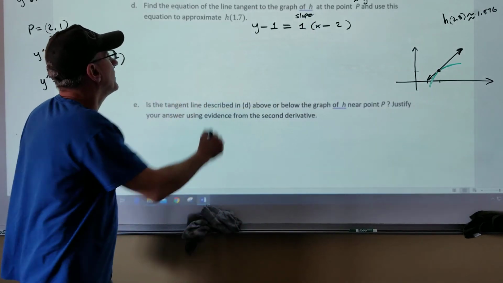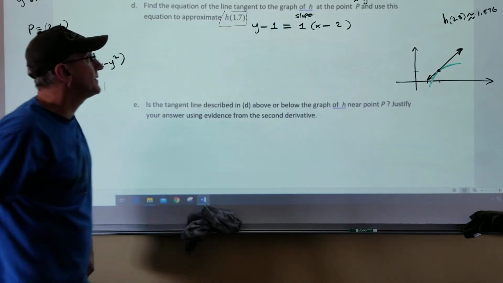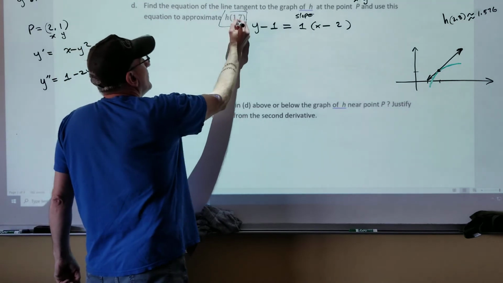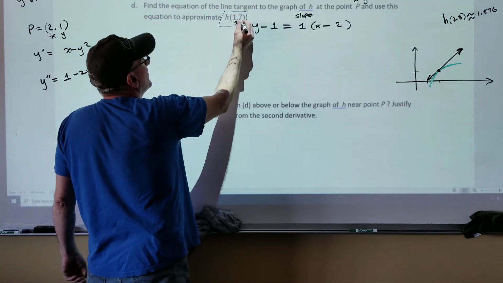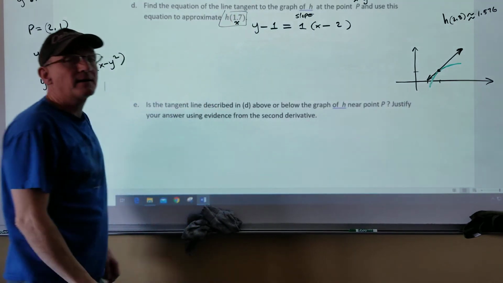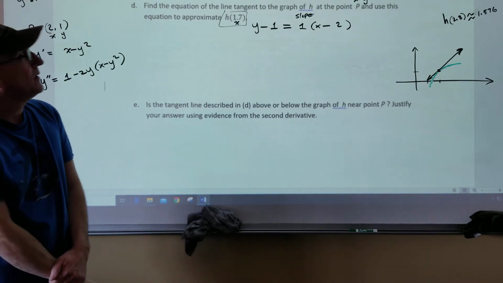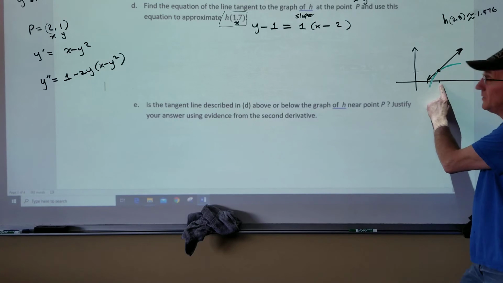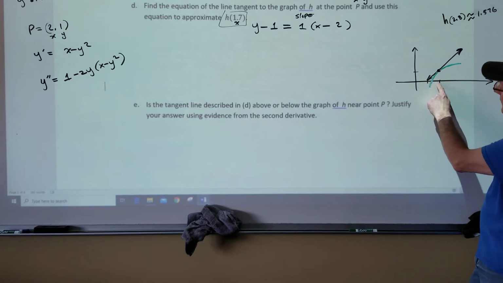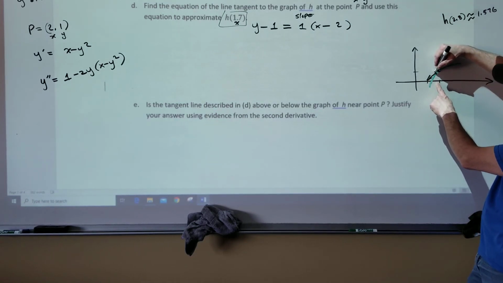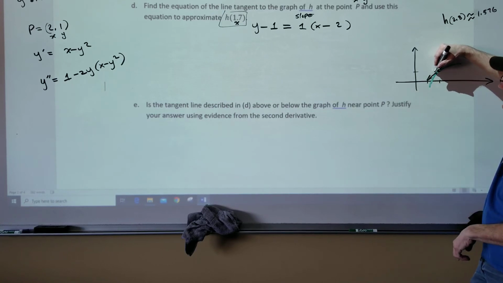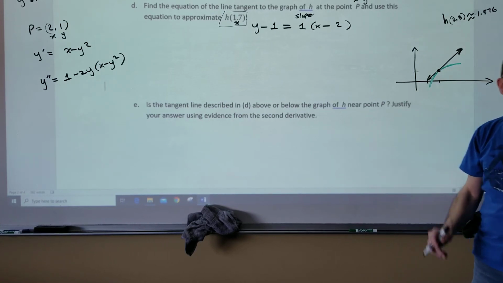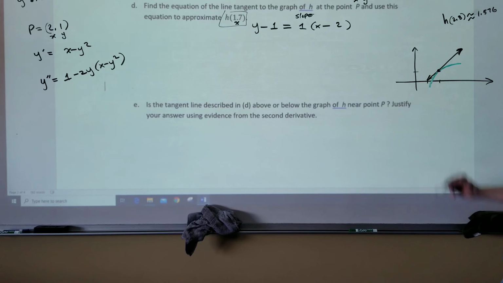Now, as far as approximation for h of 1.7, they're telling you that at x equals 1.7, they want to know an approximation for the y value by going just behind this 2 and going on the curve up to a point on that tangent line. And we're going to get a number that's probably higher than what the graph of h would actually give us, because the tangent line is higher than the graph of h. H is the green curve that you see here.